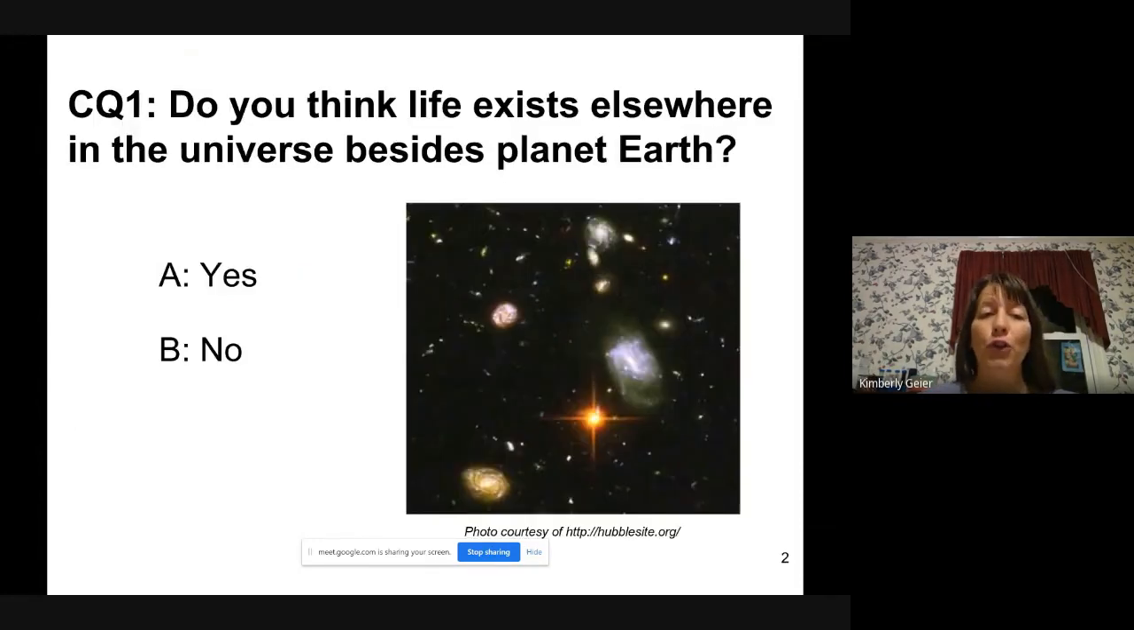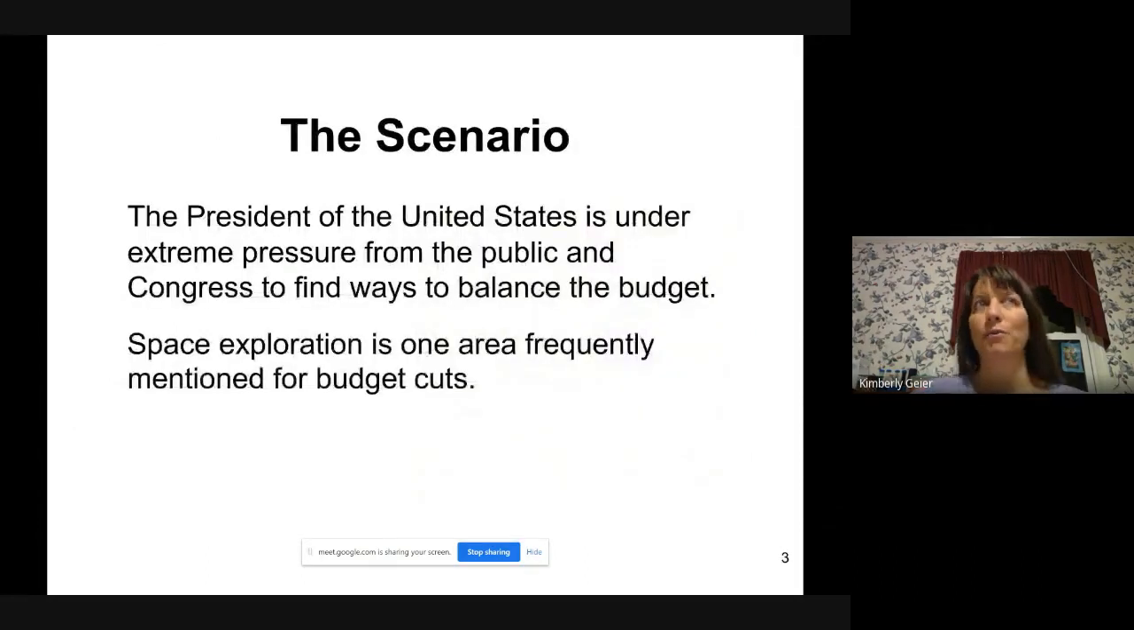So, the first question: do you think life exists elsewhere in the universe besides planet Earth? Of course, we don't know that for sure. So, here is our case study scenario. We are imagining that we have the president who is under pressure from the public and Congress to find ways to balance the budget. And space exploration is often discussed as a place that we could cut the budget.